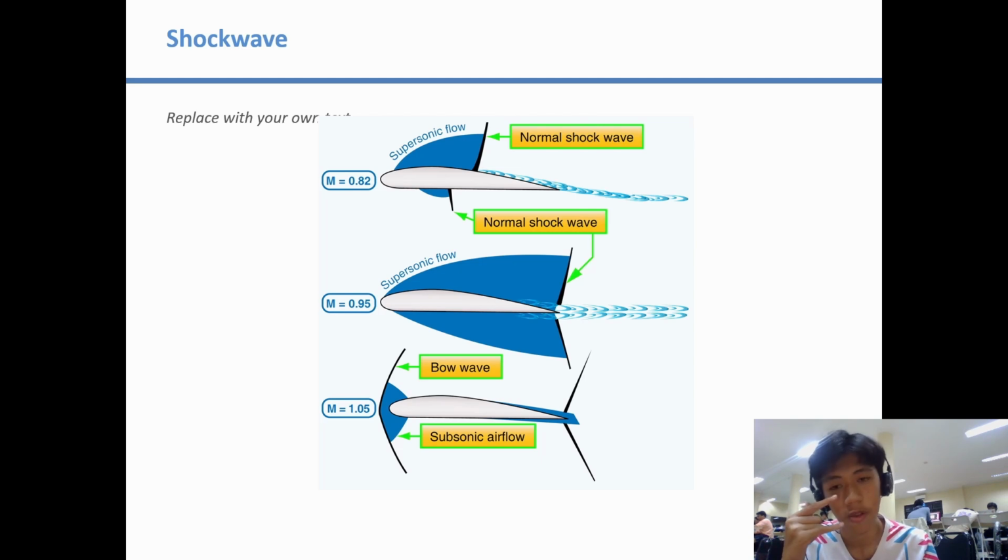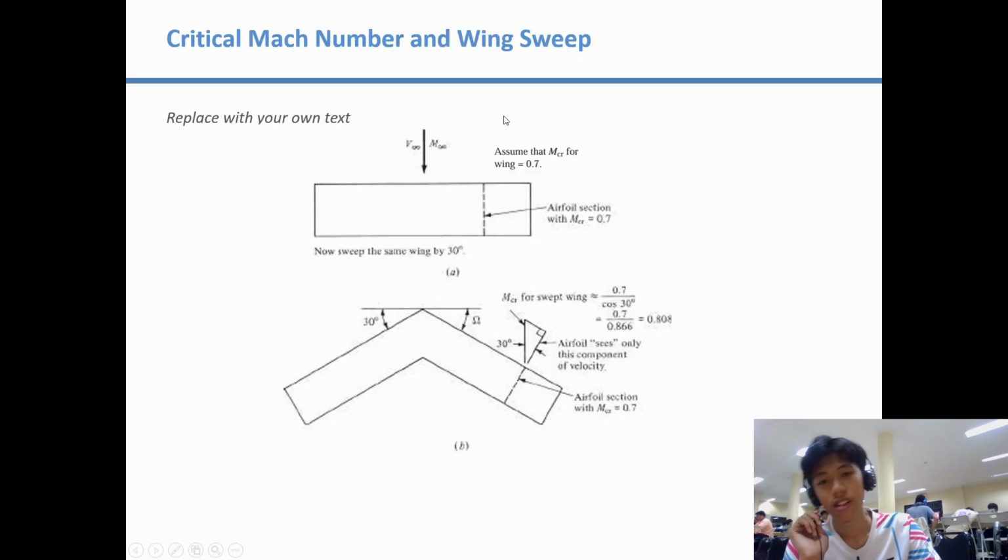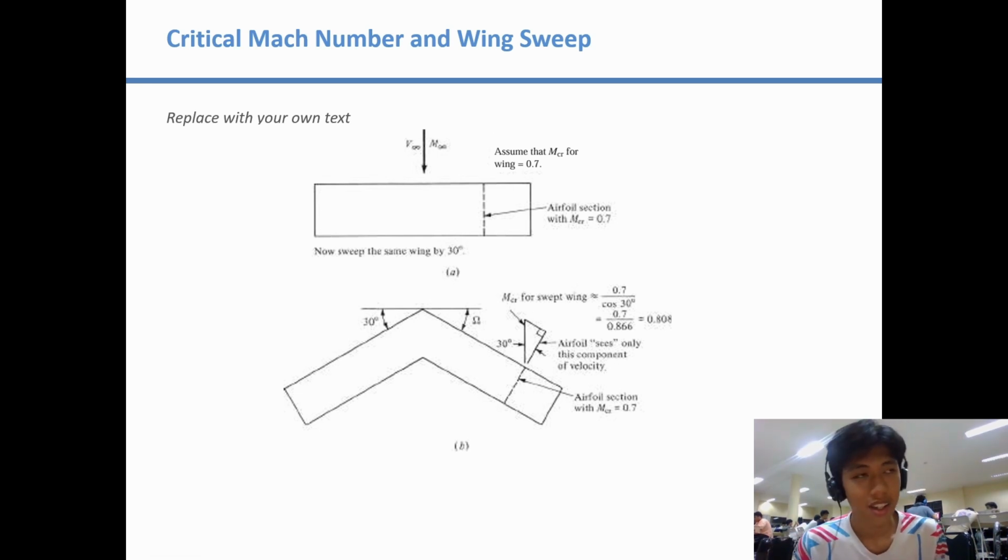like the aircraft will not be stable. And if you're not stable, there's no one who likes to fly in an aircraft that is jiggling like this. So I will emphasize that shockwave could cause a bad impact on aircraft control. And okay, so let's dive into wing sweep.